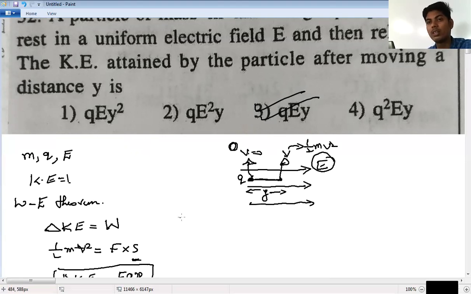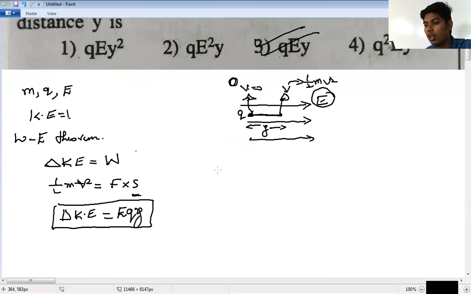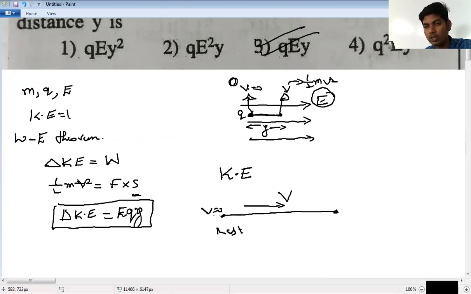What is important in this problem is to remember, whenever you are asked to find the change in kinetic energy, and you are told that a particle is initially at rest and then moves a certain distance, it must have acquired some velocity. Initially its velocity was 0 and now it has acquired some velocity. That means there is a change in kinetic energy.